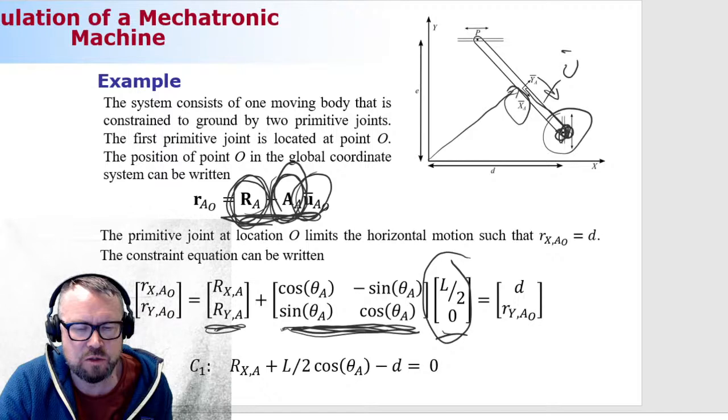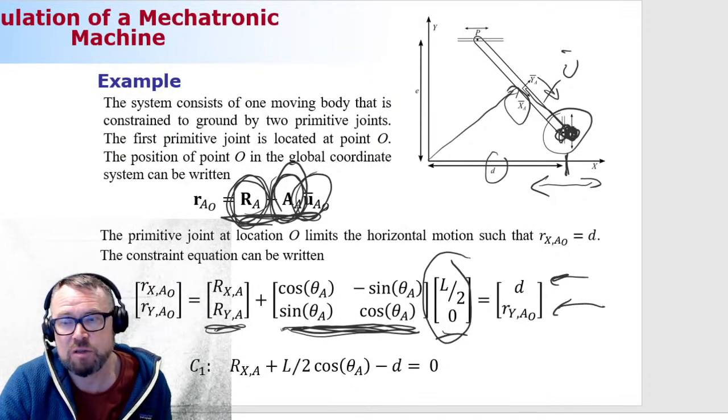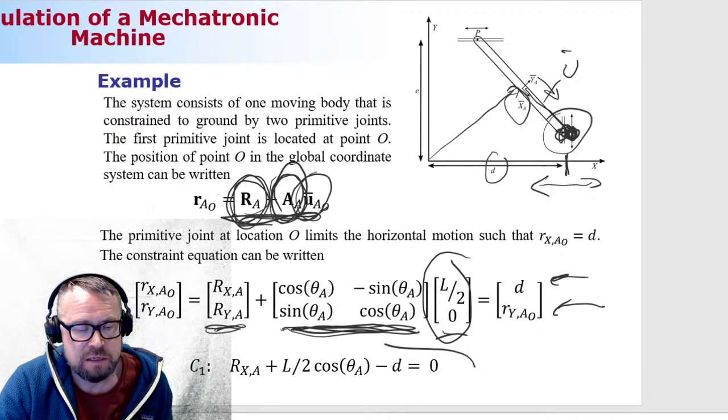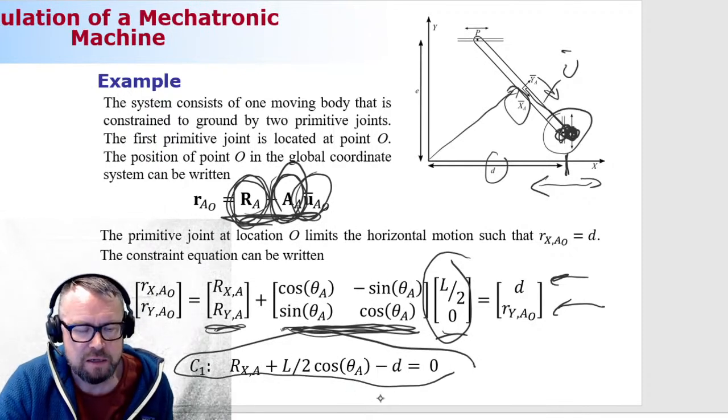And then the constraint. So this is telling us where the point is located. Now we want to say that this point cannot move in the global x direction. So actually the distance from the origin of the global x-axis has to be d. So we set this to be d. This can be whatever it wants, so it can go up and down. Once you do the math, this is our constraint.